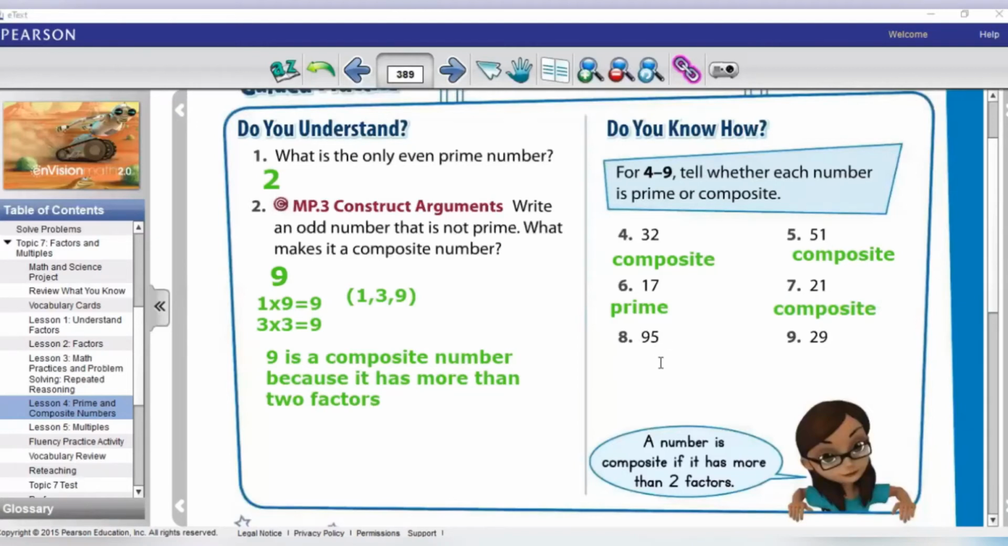95 is divisible by 5. Why, teacher? Because 95 ends with 5, and if the given number ends with 5 or 0, it's divisible by 5. 95 has more than 2 factors, so 95 is composite. Number 9, 29. I will ask myself what numbers can be multiplied together to give me 29. Only 1 and 29. There are no more numbers that multiply together to get 29, so 29 is prime.